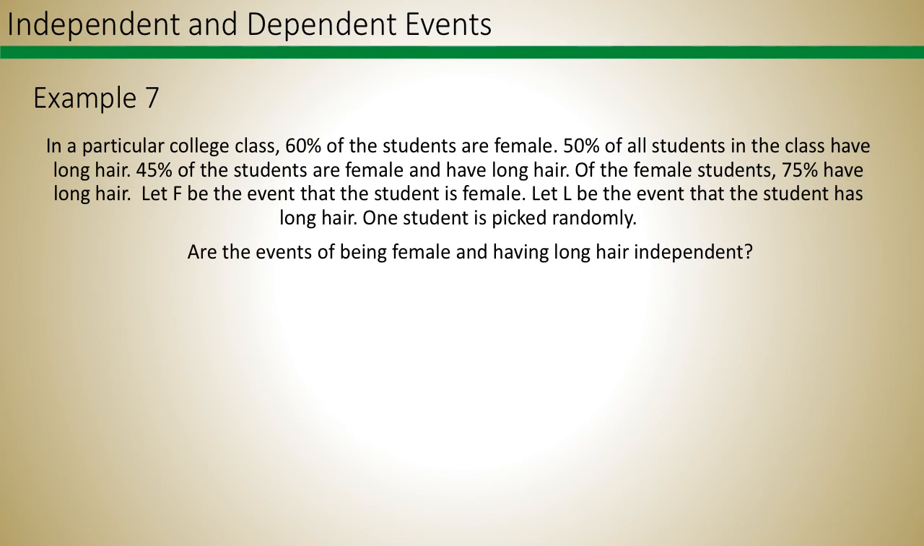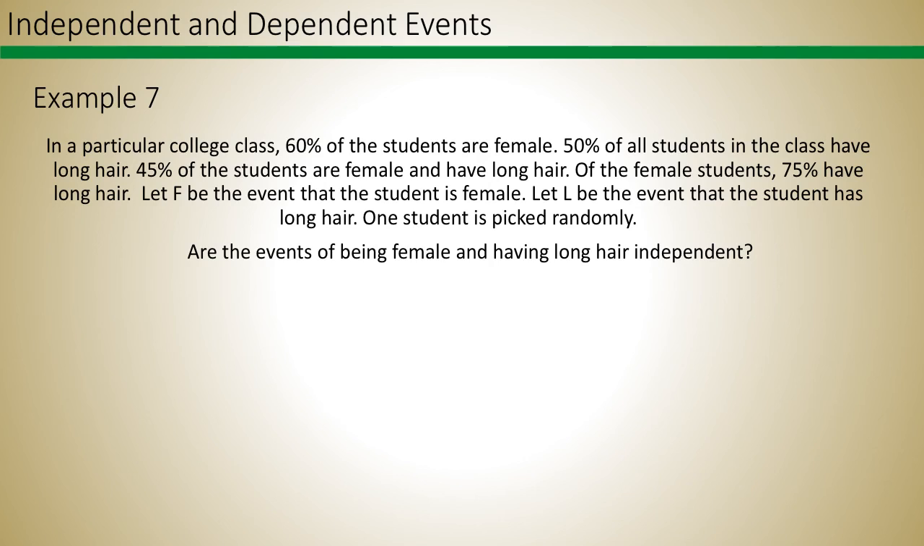Okay, one more example. It says in a particular college class, 60% of the students are female, 50% of all students in the class have long hair. 45% of the students are female and have long hair. Of the female students, 75% have long hair. Let F be the event that the student is female, L be the student has long hair. One student is picked randomly. Are the events independent here?